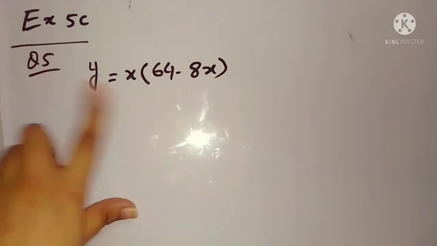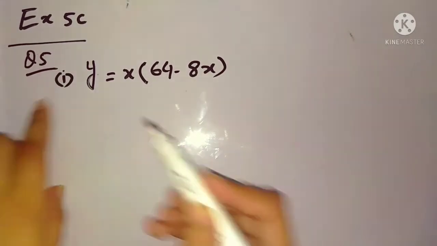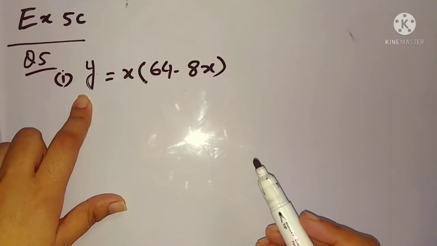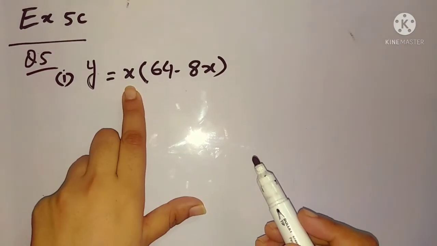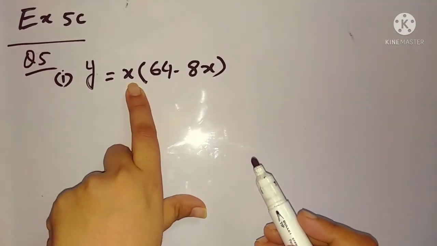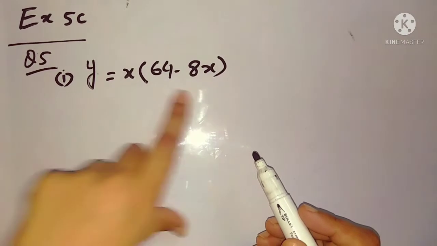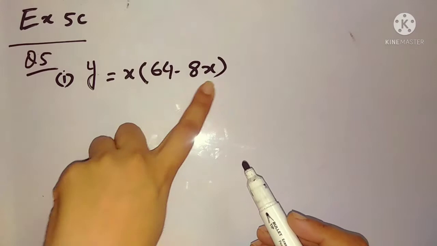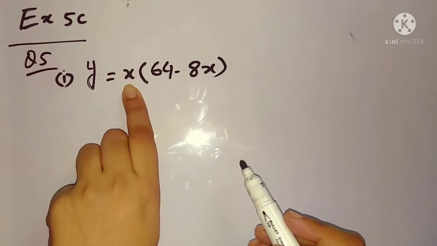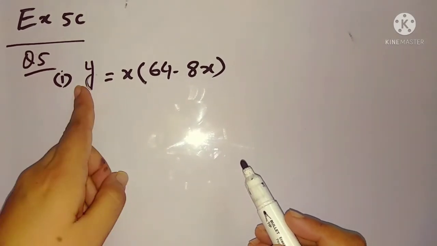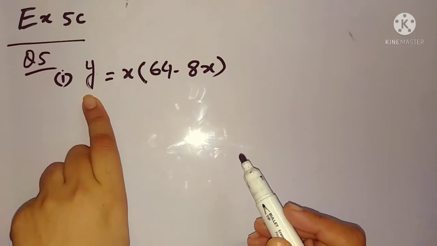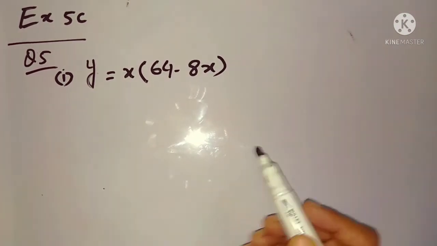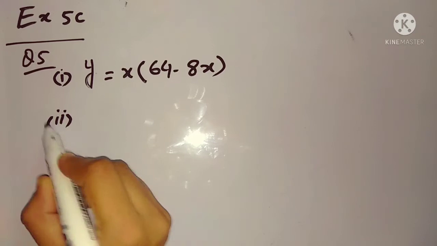This is just part 1. In part 1 you have to express Y in terms of X, and Y is the total sale, this X is the price of one book, and these are the number of books. So how would you get the sale? When you multiply the number of books with their price. This is how you have to express Y in terms of X. Okay, now let's come to part 2.